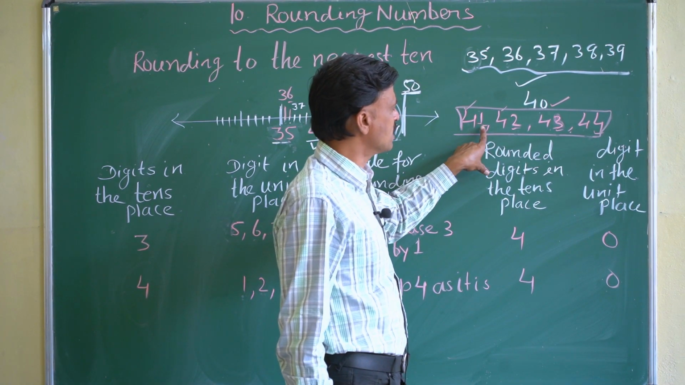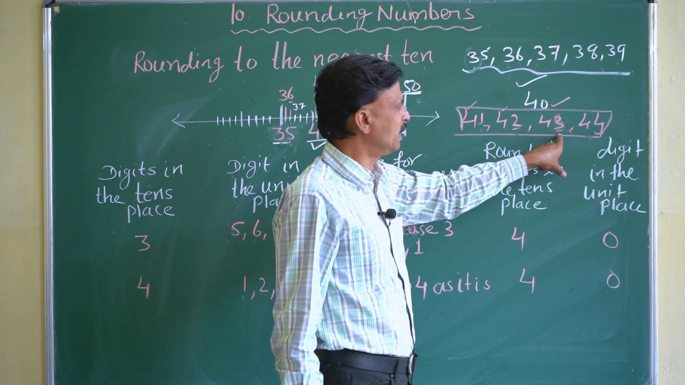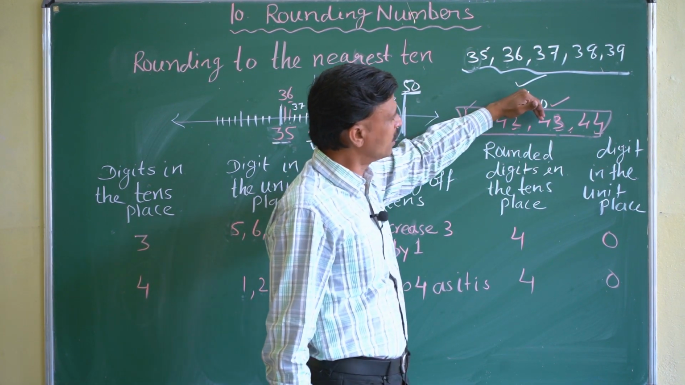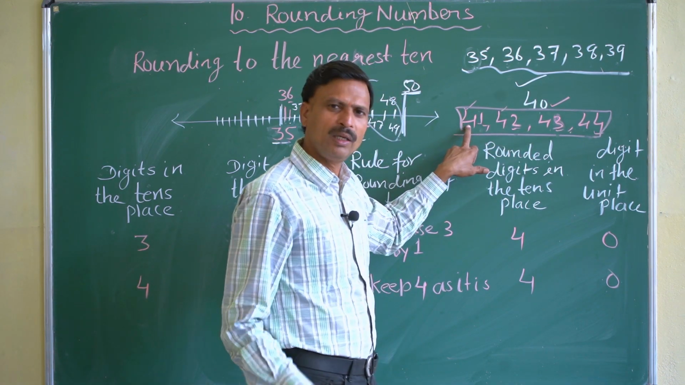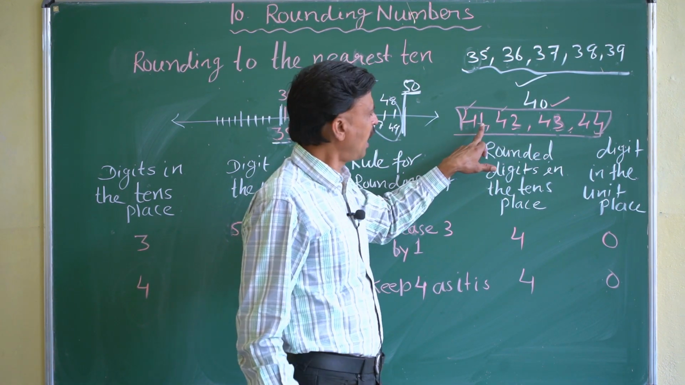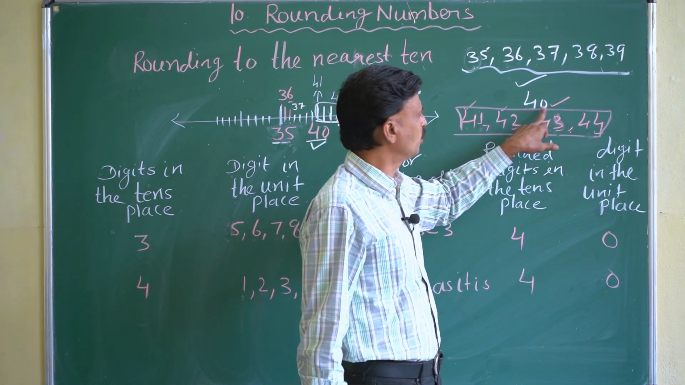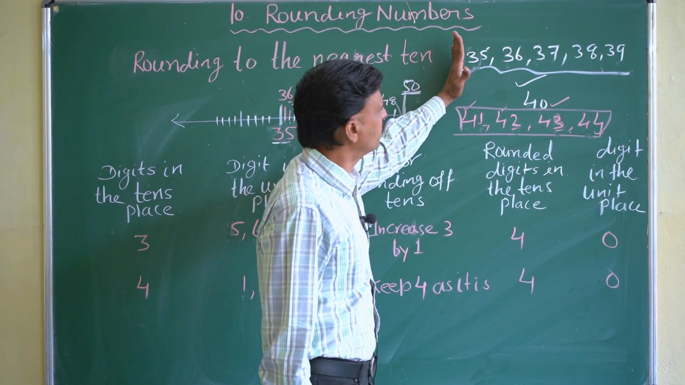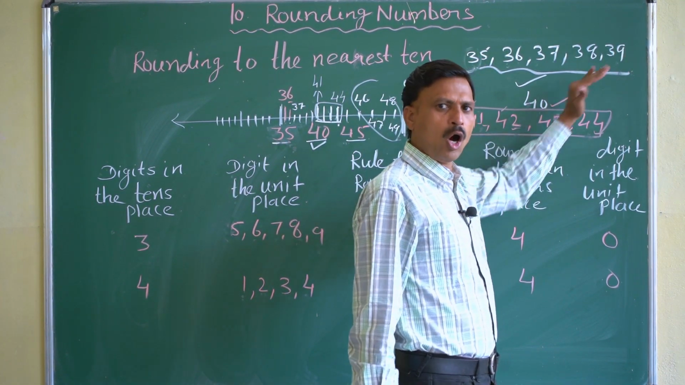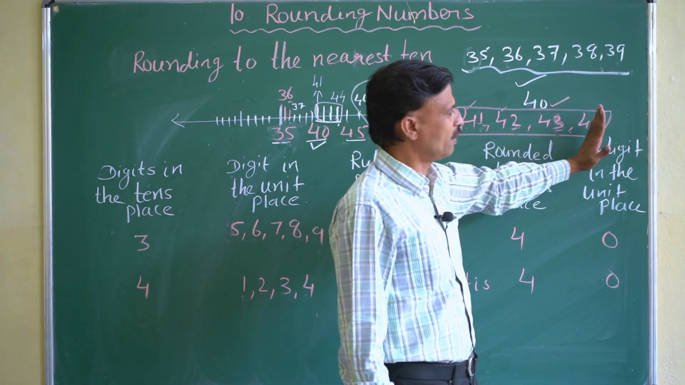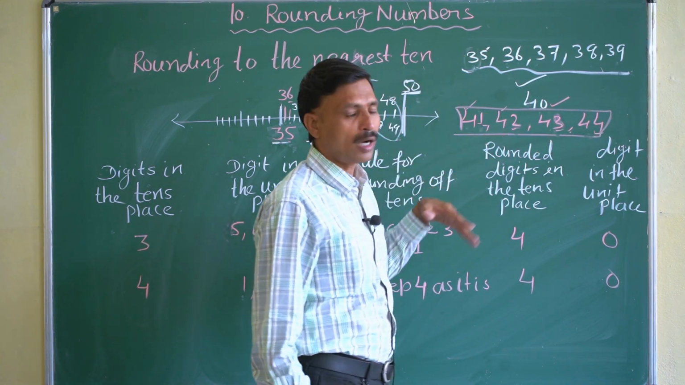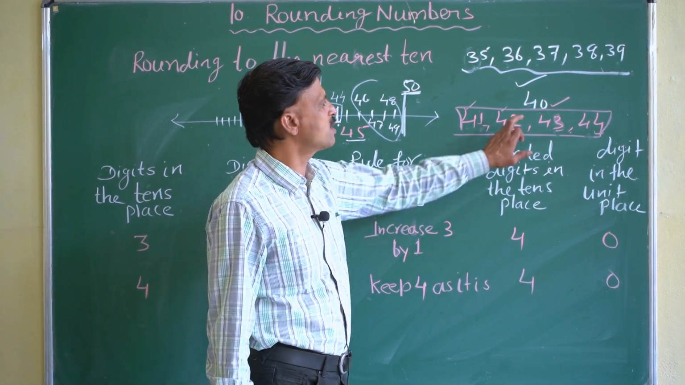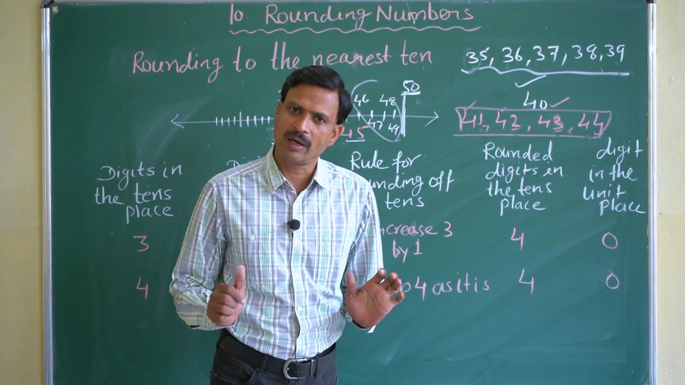If the unit place digit is 1, 2, 3 and 4, then the 10th place digit, that is 4, stays as it is, so we keep the 10th place digit and the unit place becomes 0. So the value will be 40. I mean that if the number is from 35 to 39 or from 41 to 44, when these numbers are rounded off to the nearest 10, they are going to give the value 40, right?